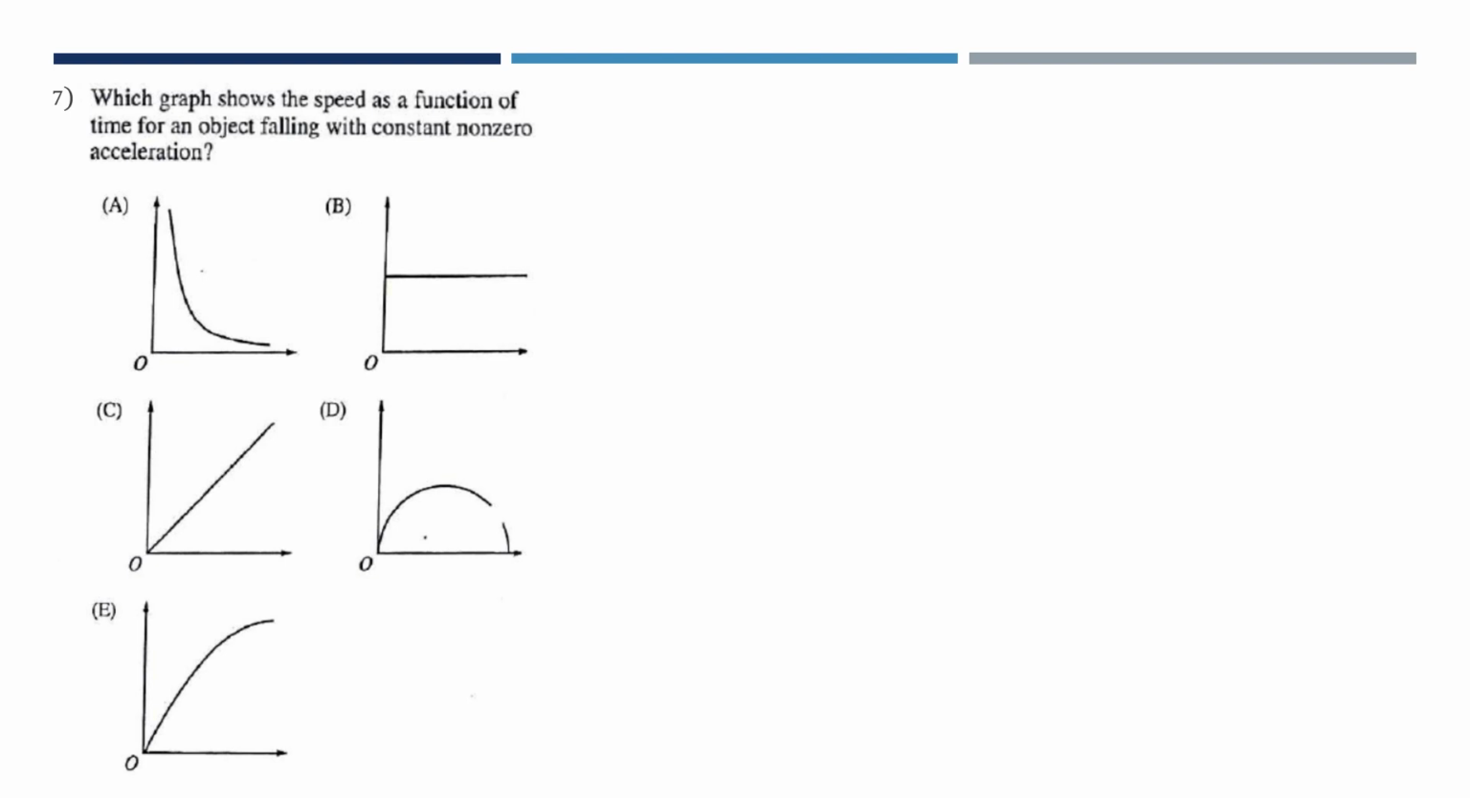Question number 7. Which graph shows the speed as a function of time for an object falling with a constant non-zero acceleration? Falling objects fall under gravitational acceleration, which is 10 meters per second squared, and it's constant. So when we have a constant acceleration, it means we have an increasing speed. So we can eliminate A, B, and D.